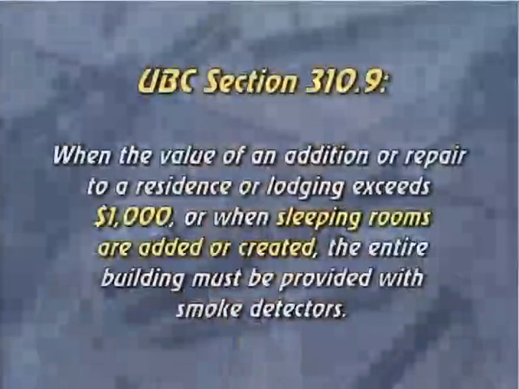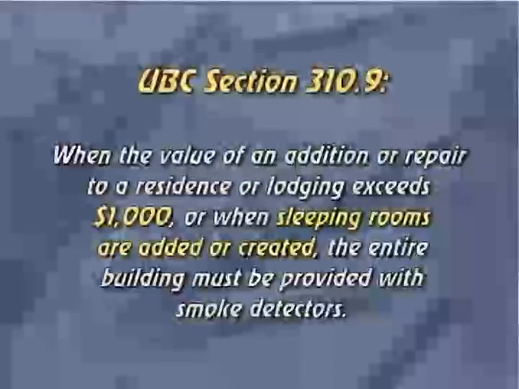Section 310.9 deals with when you are under the obligation to install smoke detectors, and that occurs when you are at $1,000 or more in cost to do the work you're going to do, or you're installing and putting in a sleeping room. Read over that paragraph, understand that. That can be a question waiting to be asked.